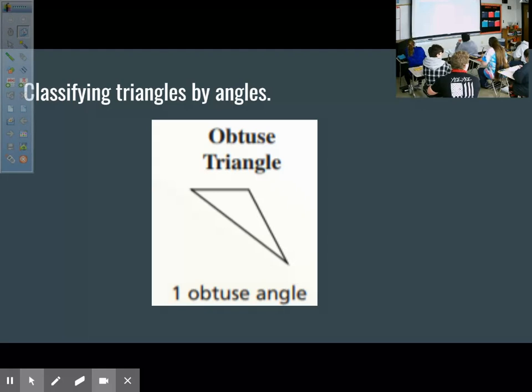All right, which one of those is obtuse? The very last one, the one on the bottom right.